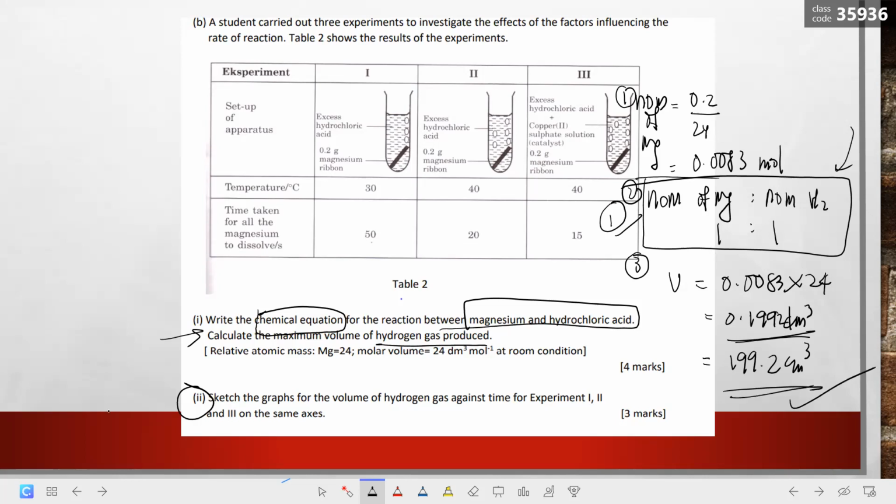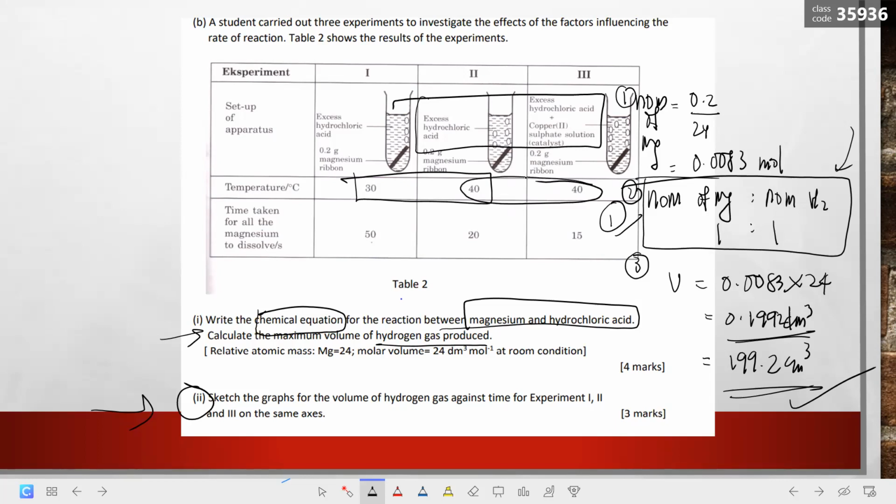Okay, I know you all love to do this question. Sketch the graph for me, for experiment 1, experiment 2, and experiment 3. Let's dissect it first. What is the difference between experiment 1 and experiment 2? Temperature. Very good. What's the difference between experiment 2 and experiment 3? Presence of catalyst. Very good. If you look at 2 and 3, the similarity is that both are 40.